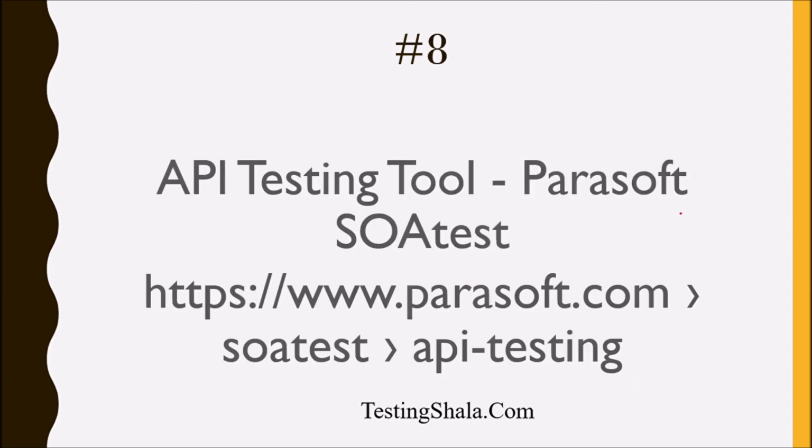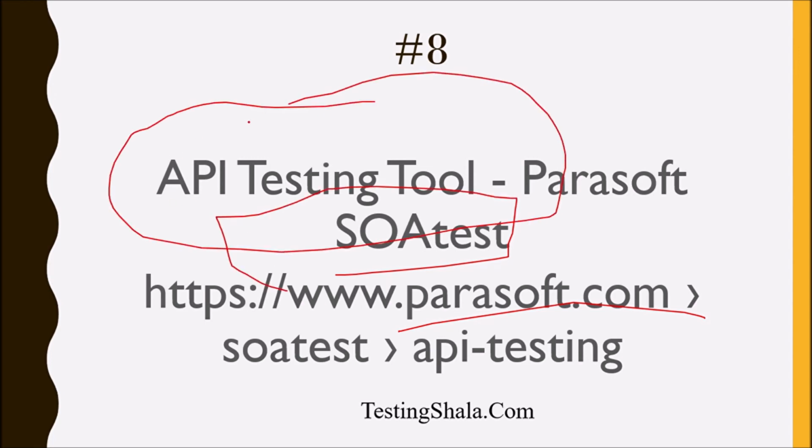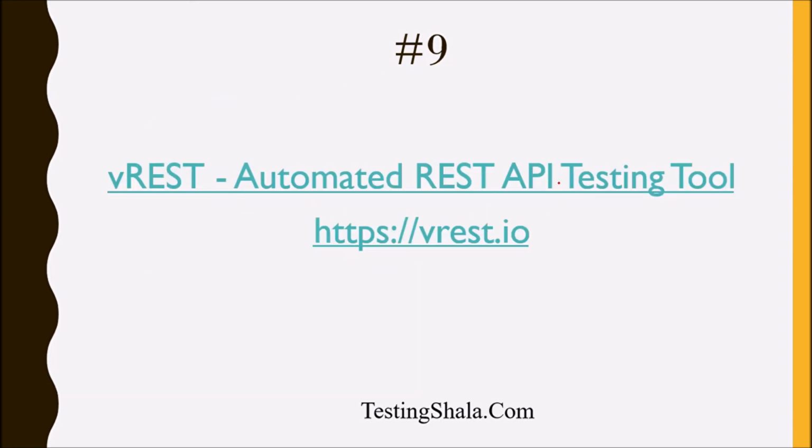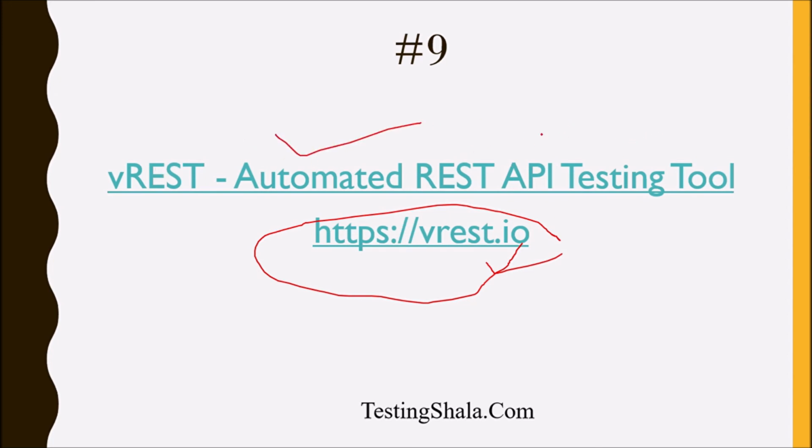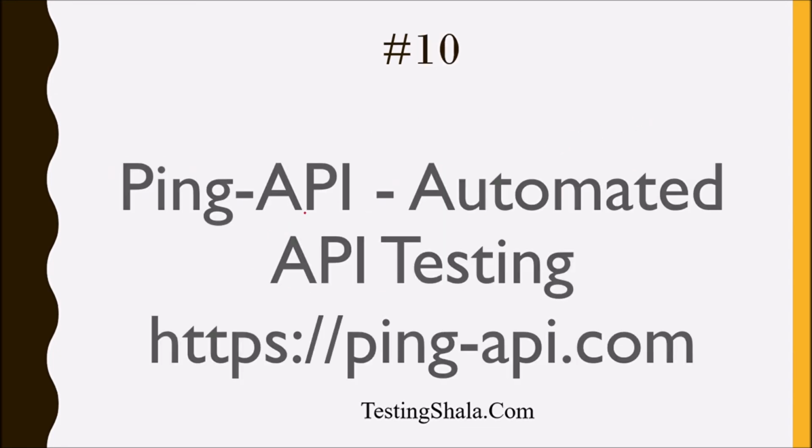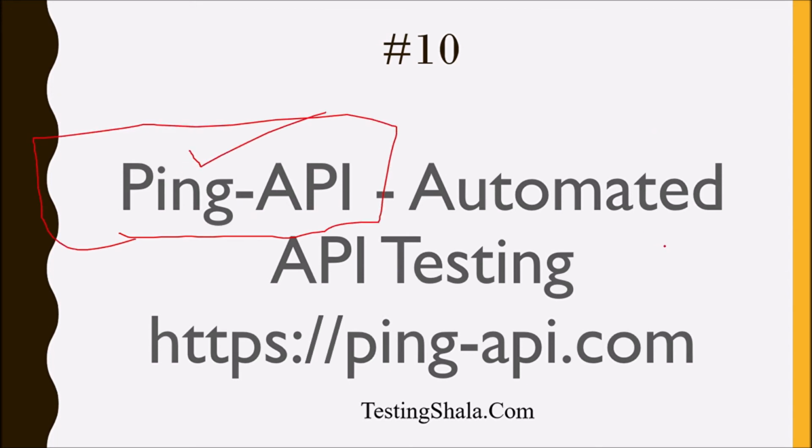Eighth is Parasoft's SOAtest. This is also another tool available in the market, which you can use as an API testing tool. Ninth is vREST. vrest.io is another company which provides tools for REST API testing. The last one is Ping API, another test tool which we can use to automate API testing.